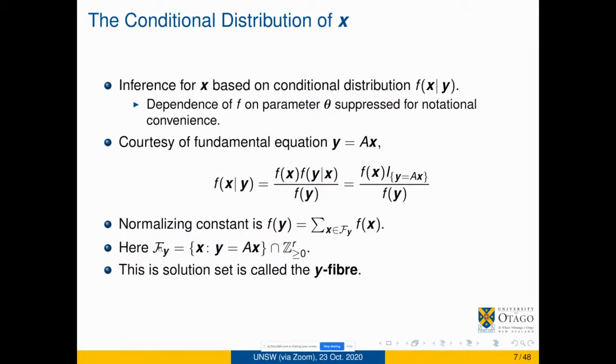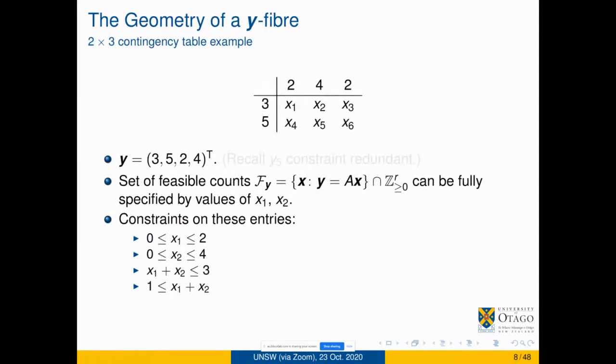The script f of y is something called the y fibre. That's the solution set for my linear system. So because I'm dealing with count data, that's the solutions x to the system y equals ax which are non-negative integer vectors. So that's called the y fibre. It's going to be an important idea throughout the talk. So let's take a look at what y fibres look like.